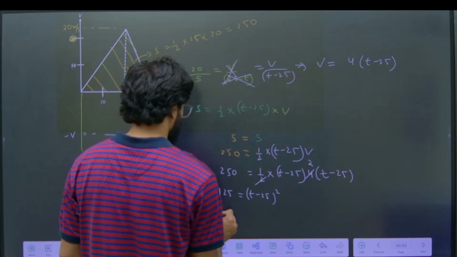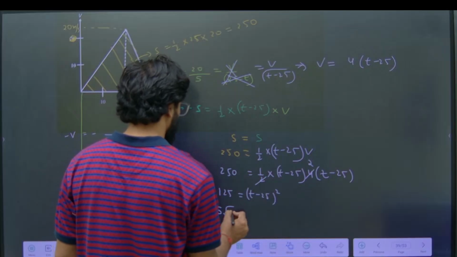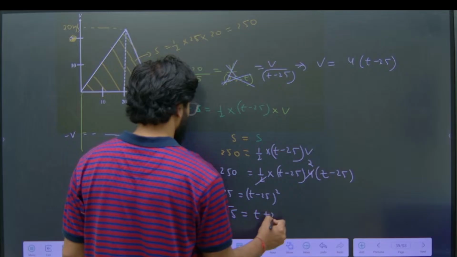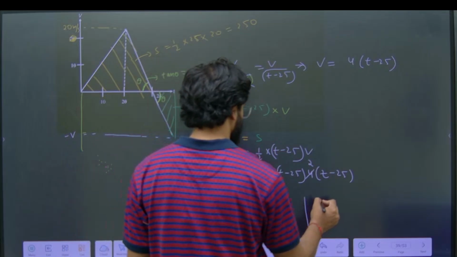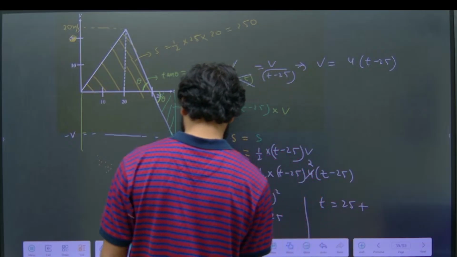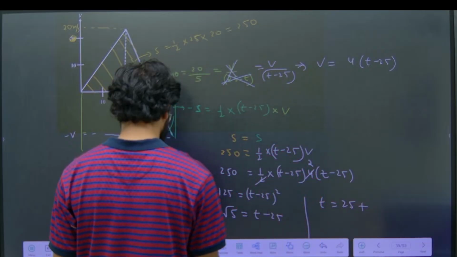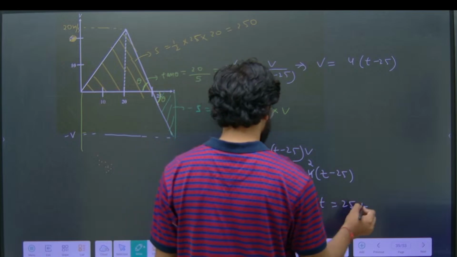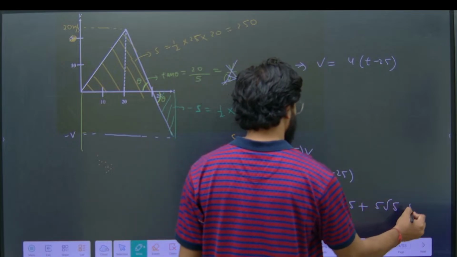When we do this, it will be 5 root 5, t minus 25, so t will be 25 plus 5 root 5 seconds.